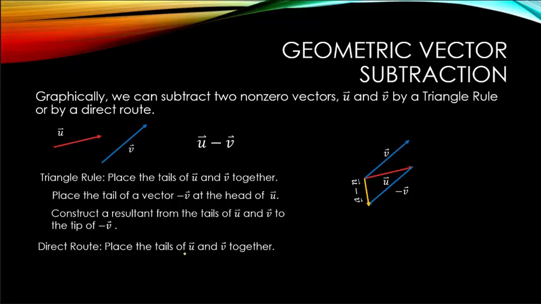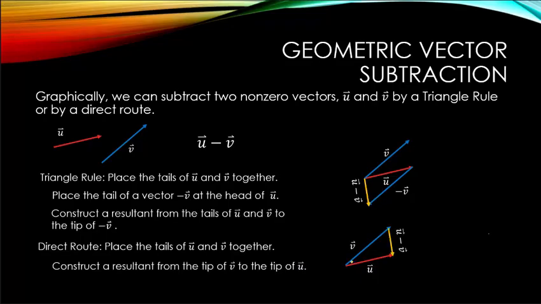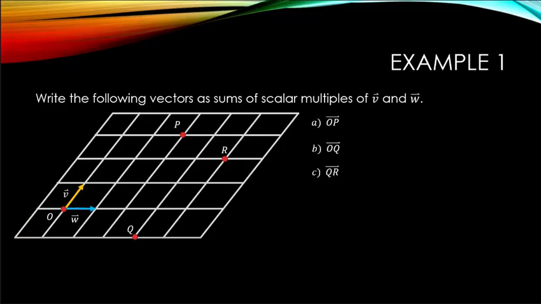I'm going to place the tails of u and v together, just like I did for the triangle rule, and then I'm simply going to construct a resultant that goes from v to u. There is u minus v. Notice that u minus v in this direct route is exactly equal to u minus v in the triangle rule. It's just a little bit shorter way of getting there. So let's work some examples.